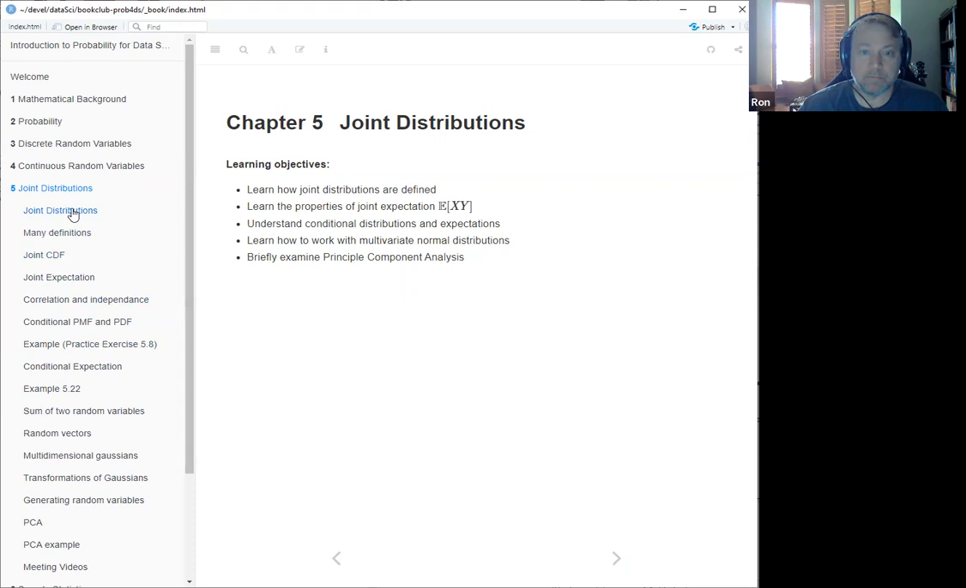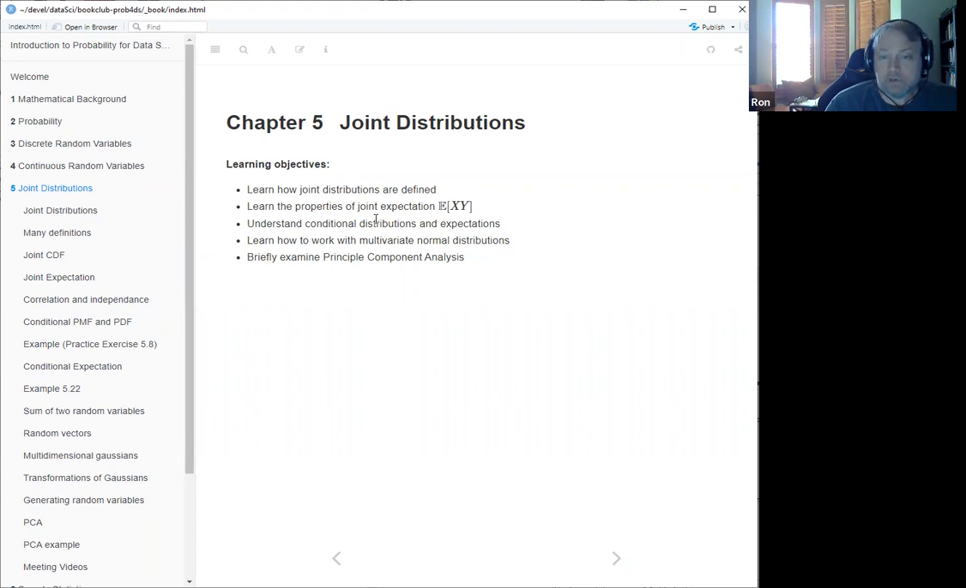So pressing on, the goal in this chapter I felt was, first of all, just to learn how joint distributions are defined. We certainly use joint distributions our whole data science careers, but I think most of us play a little fast and loose with them, and it's nice to put some rigor in that as well. So that's one of the first things we're going to do. Then we're going to learn about joint expectation, which is basically the expectation of the product of two random variables, and why that particular choice is important.